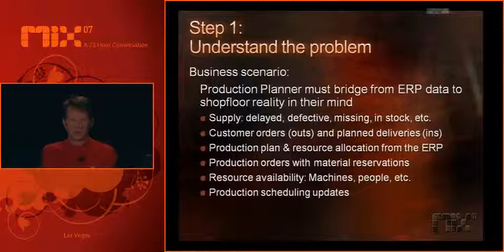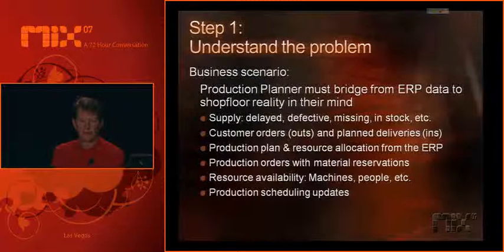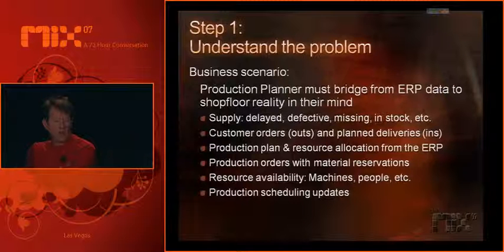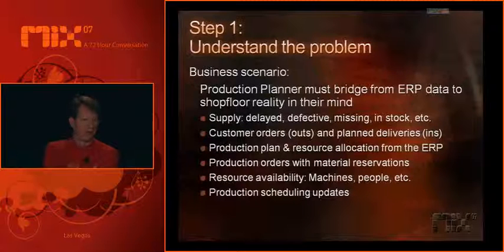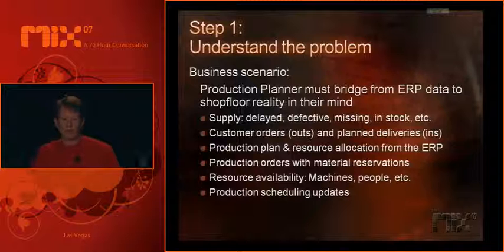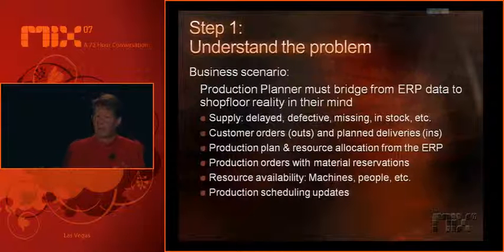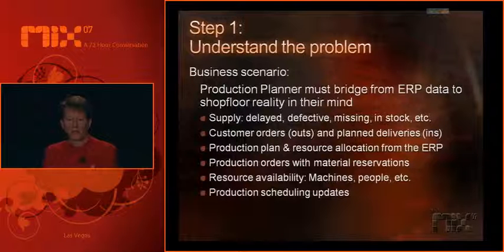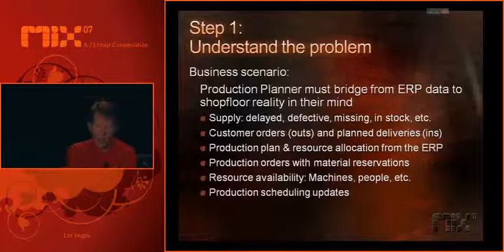And the real issue is the complexity of what these guys have to deal with. They've got supply, it's delayed, it's defective, it's missing, they've got some in stock. How do they keep all this stuff in their head, and how do they understand what's going on? Customer orders. There's a bunch of things going out. There's a bunch of things coming in. There's different priorities for my different customers. How do I make sure that I understand what's going on with these customers and how I'm affecting my different types of customers when I'm working with the product?